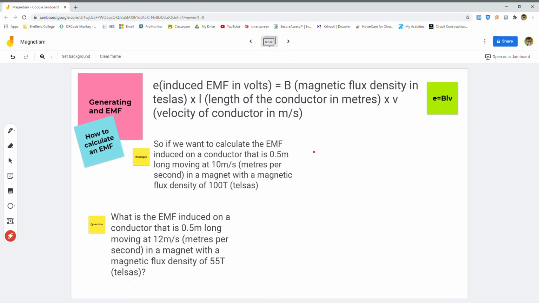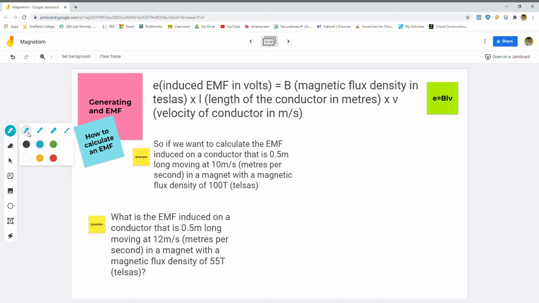So there is a calculation that we can use to calculate how much EMF is going to be produced inside our generator. So what we've got here is our equation, which is E, which stands for induced EMF in volts, equals B, which is magnetic flux density in Teslas, times L, which is length of the conductor in meters, times V, which is velocity of conductor in meters per second. So E equals BLV.